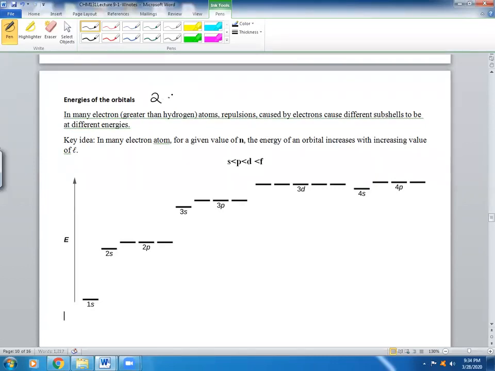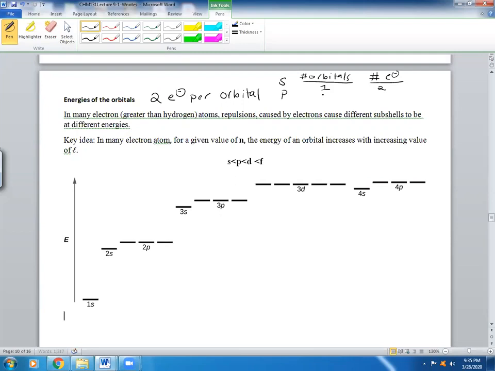2 electrons per orbital. So you can only put 2 electrons in a single orbital. So for the S, let's say the number of orbitals and the number of electrons. Well, for S, we only have 1 orbital, so that's only 2 electrons.